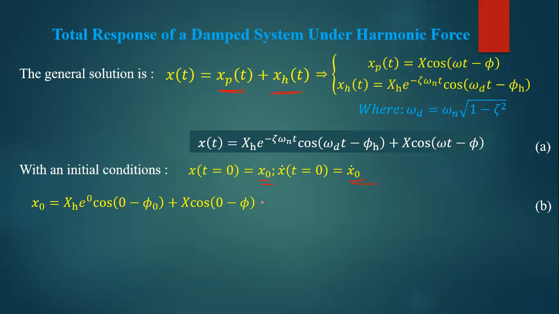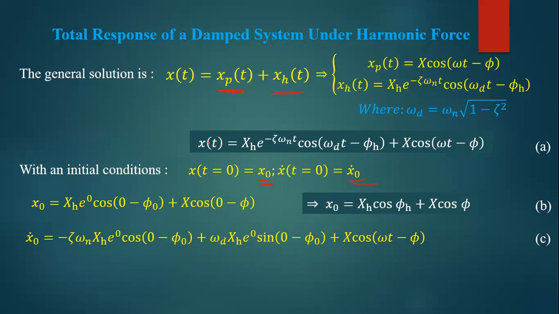For t = 0, this exponential part is a power of 0, so it is 1. Here we have cos φ_h, and we can substitute it. And here also, this is 0. So that is the equation: x_0 = X_h cos φ_h + X cos φ. That is one equation.